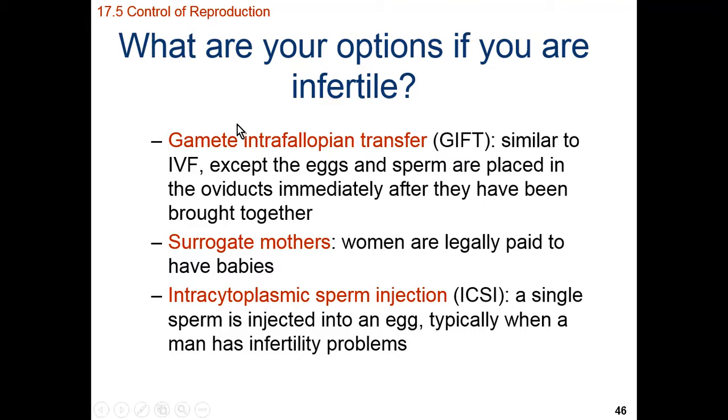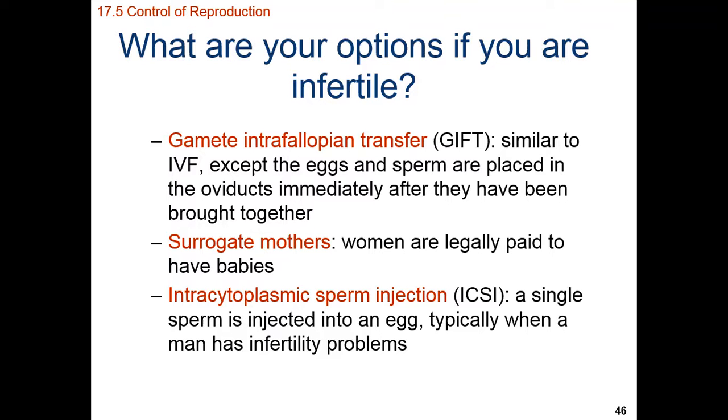We also have gamete intrafallopian transfer. In this situation, the egg and sperm are placed directly inside of the oviducts immediately after they've been brought together. You could think of this one as in vivo fertilization. Effectively speaking, the sperm and egg are going to be joined and will fuse together, practically speaking, inside of those uterine tubes or oviducts.